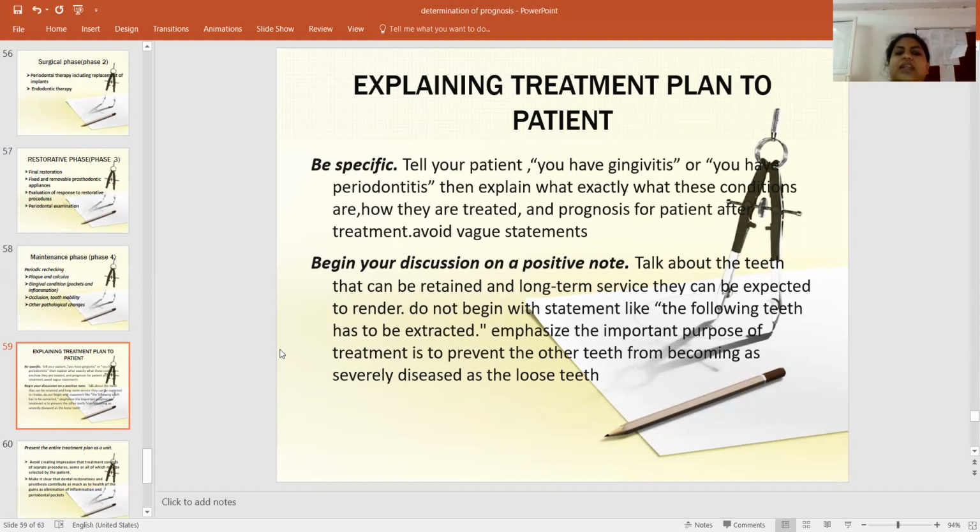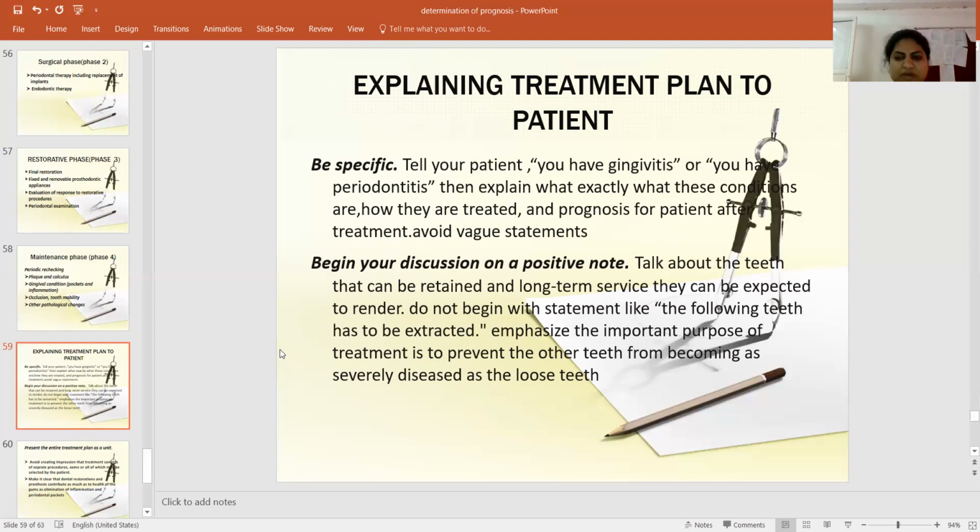If you have diagnosed some kind of systemic diseases, and you find some oral lesions which are a manifestation of systemic disease, inform the patient whatever you see in the patient's mouth, and you have to tell what the condition is and how the treatment will be processed and what would be the prognosis. And you should avoid the vague statements.